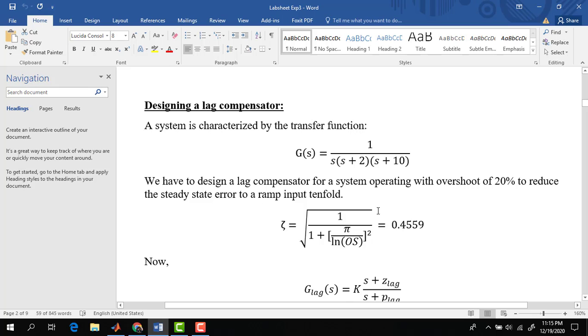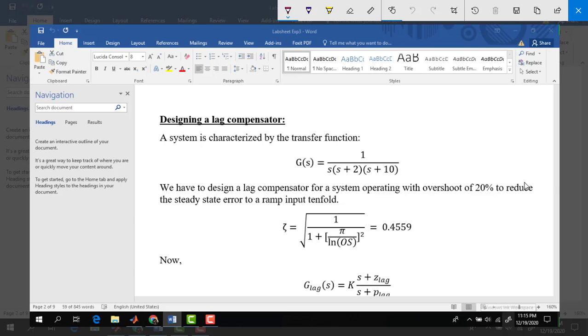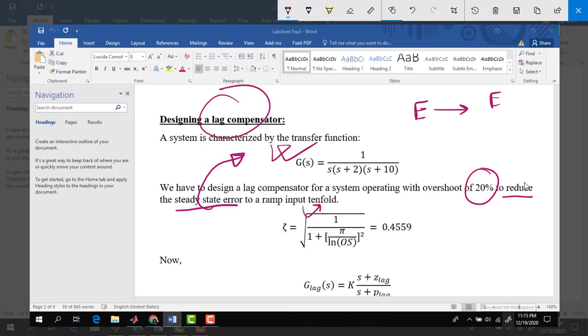So if I break that down, this means we have this function. It is stated that our overshoot is 20%. We have to reduce the steady state error of this system by tenfold. That means if my error is now E, after using this lag compensator, my error should be E by 10. And the input here is a ramp input. Okay, so now we know our basics.